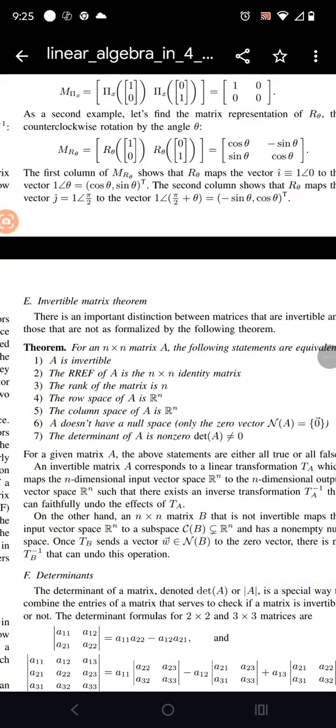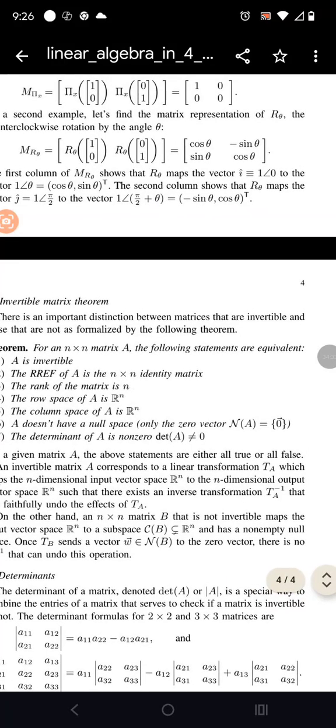A is invertible. The reduced row echelon form of A is the n by n identity matrix, of course. The rank of the matrix is n, of course. The row space of A is R power n, of course. The column space of A is R power n, of course. And A does not have a null space, only the zero vector: N(A) equals the null vector. The determinant of A is non-zero.